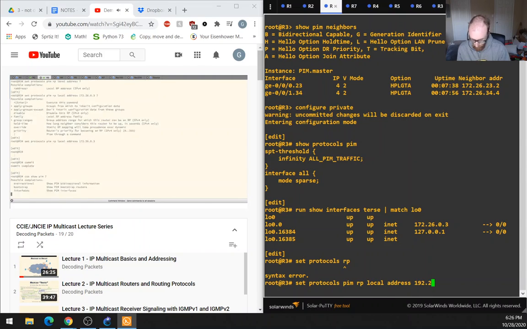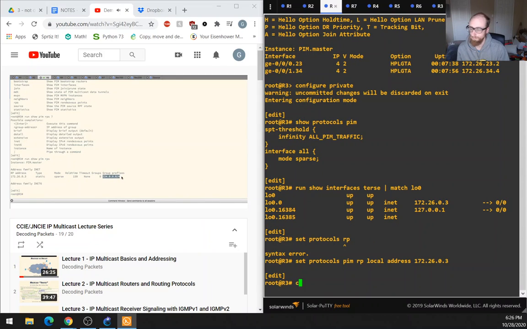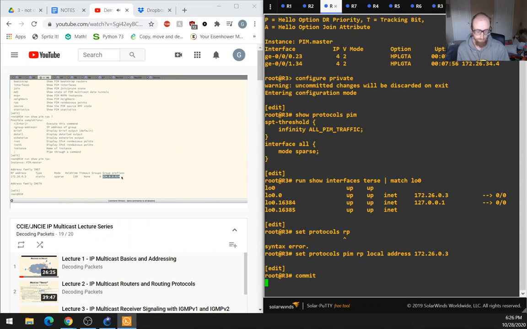Now I'm going to run show pim rps. And there we go, that's our verification. The RP address is 172.26.0.3, it's a static RP, and it is the RP for all of 224/4, the entire Class D of multicast. We will see in future videos how we can be more granular with this, but for right now, all of the prefixes in Class D are going to have the same RP.